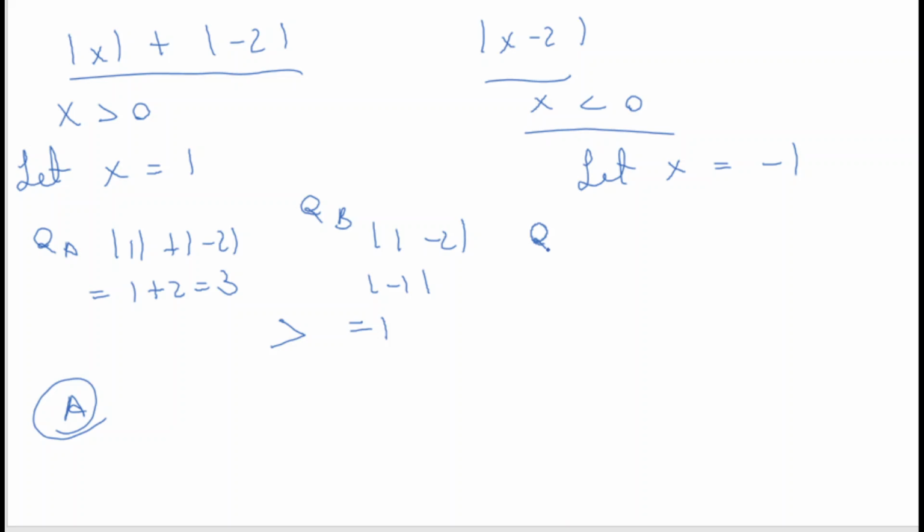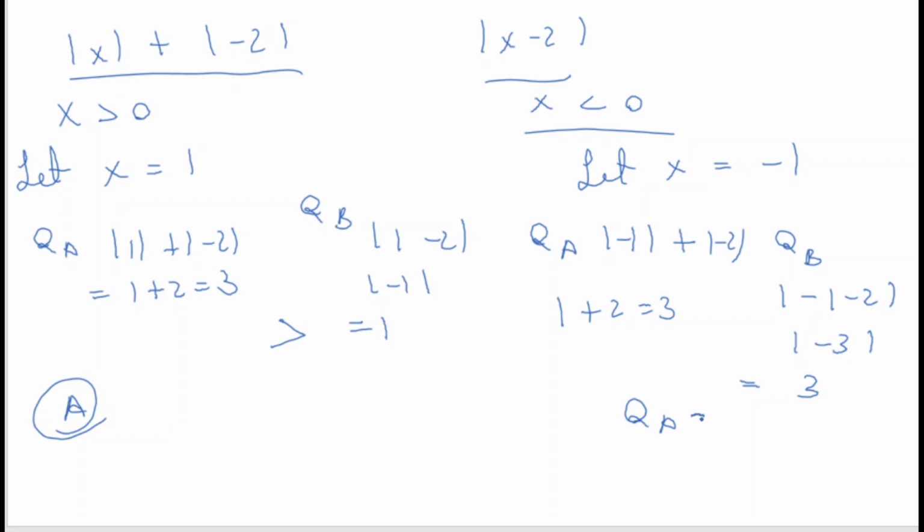When I take x equals minus 1, quantity A becomes mod of minus 1 plus mod of minus 2, which is 1 plus 2 equals 3, and quantity B becomes mod of minus 1 minus 2, which is mod of minus 3, which is 3. So this means quantity A is equal to quantity B. In one case I have quantity A greater than quantity B, and in the second case I have quantity A equal to quantity B. This means that I don't have enough information to find the relationship for this question. Hence I need to mark option number D.